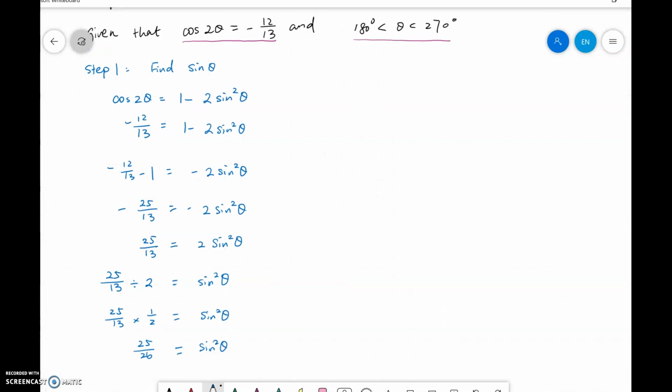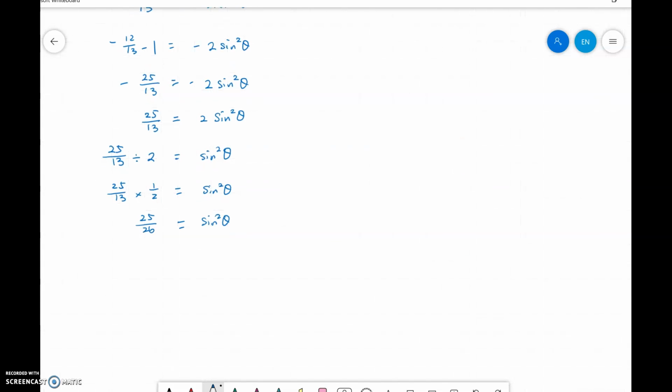But we're not finished yet. Before I move the screen, just to point out that theta between 180 and 270 means theta is in quadrant 3. Both sine and cosine are negative. Tangent is positive. Okay, so I'm going to continue. Taking the square root, sine of theta, as I mentioned before, is going to be negative 5 over square root of 26. Rationalize the denominator: negative 5 square root 26 over 26.